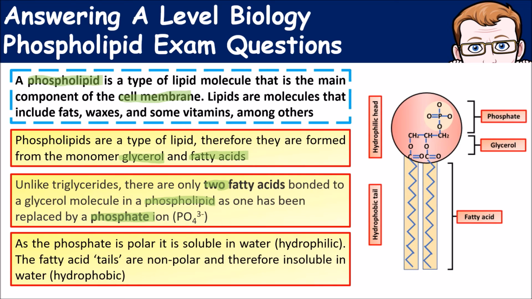As the phosphate is a polar substance, it is soluble in water, so it's hydrophilic. The fatty acid tails are non-polar, so therefore they are hydrophobic. This means that when we make a cell membrane out of this, all the heads face outwards towards the water, and all the tails face inwards away from water.